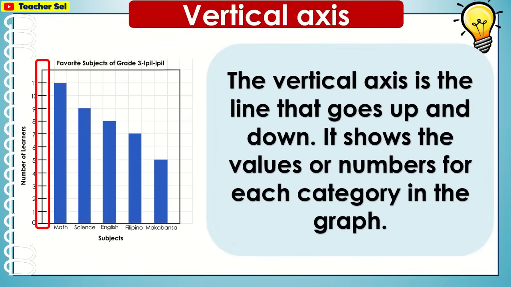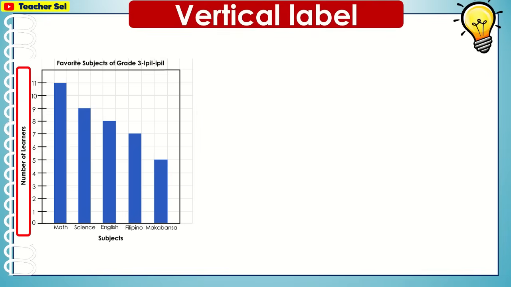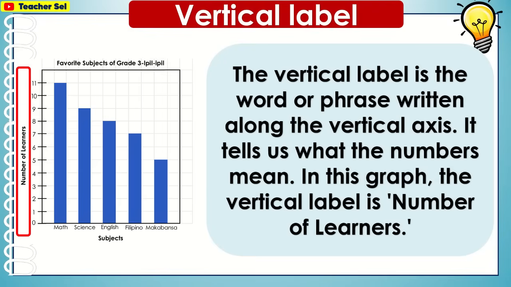Vertical axis. The vertical axis is the line that goes up and down. It shows the values or numbers for each category in the graph. Vertical label. The vertical label is the word or phrase written along the vertical axis. It tells us what the numbers mean. In this graph, the vertical label is number of learners.